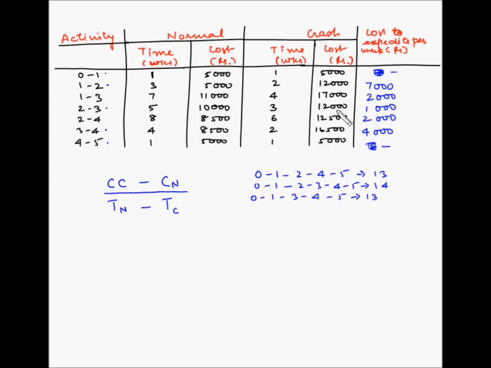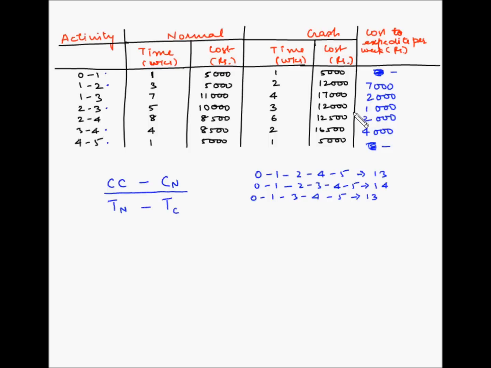So that is why we want to try and crash the activity which has the lowest cost to expedite per week. So out of these 5, the first one, which is 0, 1 and 4, 5, cannot be crashed. So let's leave them. Now for 1, 2, the cost per week is 7,000 rupees. For 2, 3, the cost is 1,000 rupees. And for 3, 4, the cost is 4,000 rupees. So definitely out of the 3, activity 2, 3 has the lowest cost to expedite, which is 1,000 rupees.